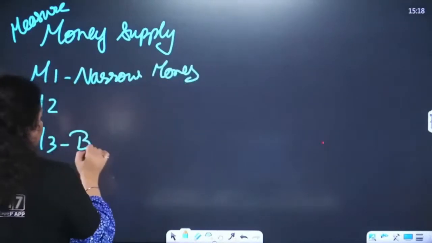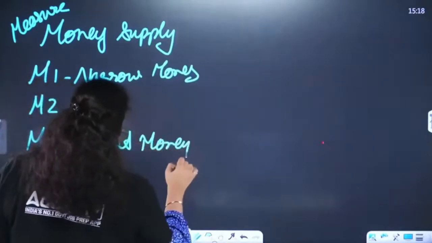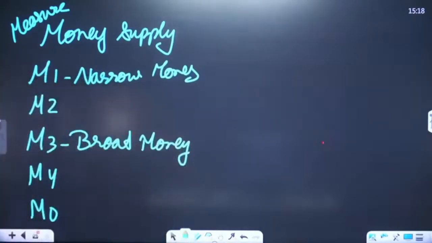and M3 is known as broad money. They are very famous, broad money and narrow money, and the maximum number of questions will be asked from these two.